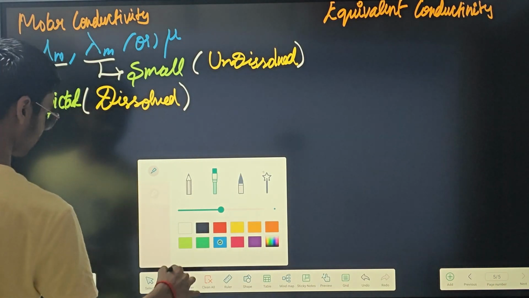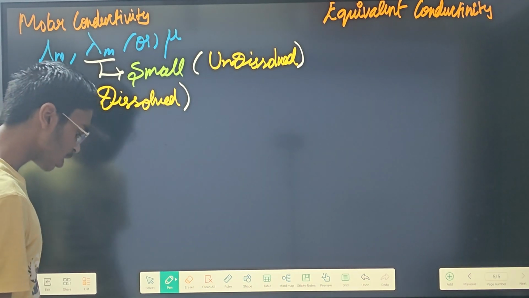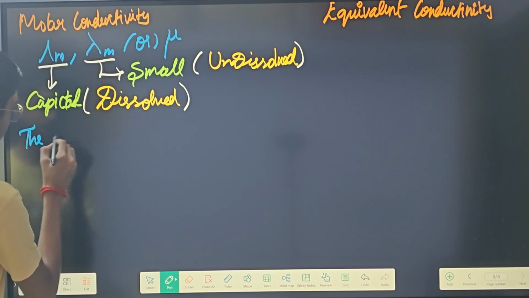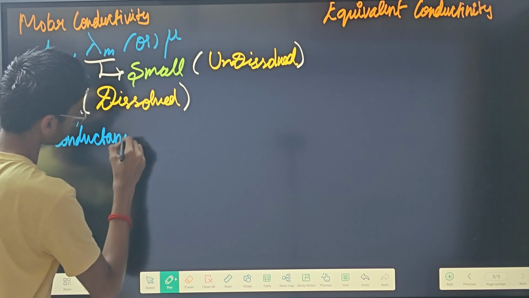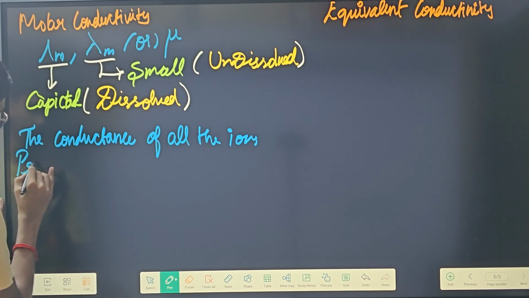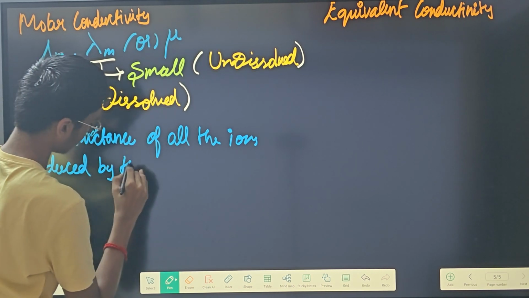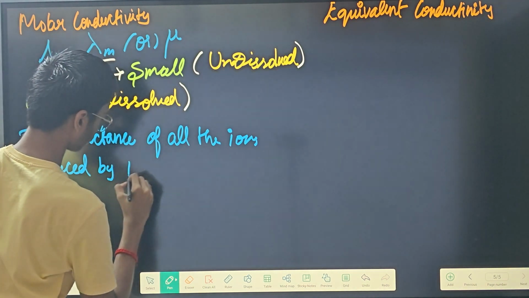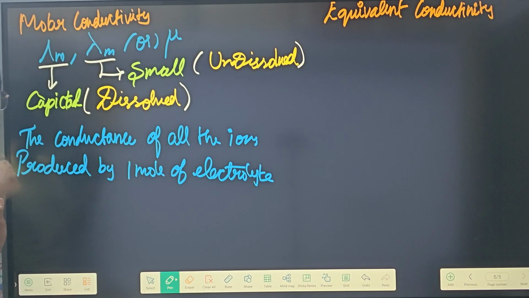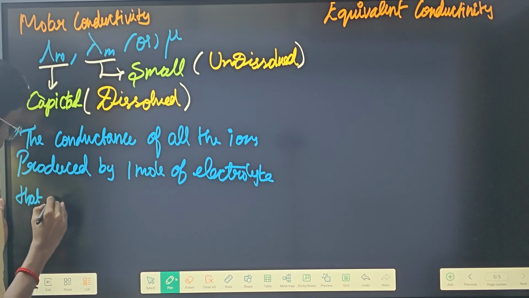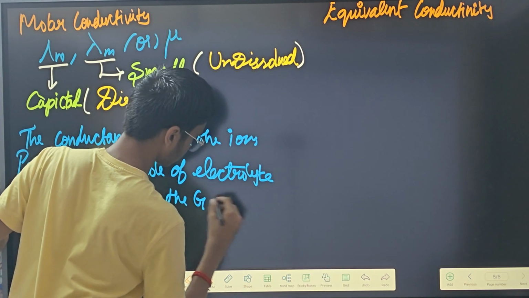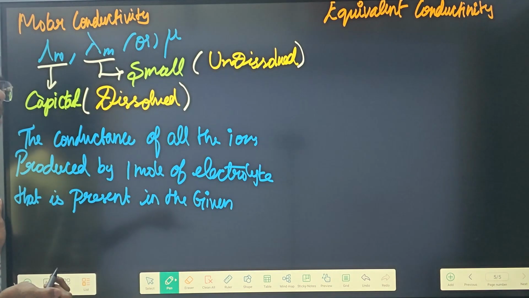You can also take molar conductivity, which is defined as the conductance of all the ions produced by 1 mole of electrolyte present in the given volume of solution.